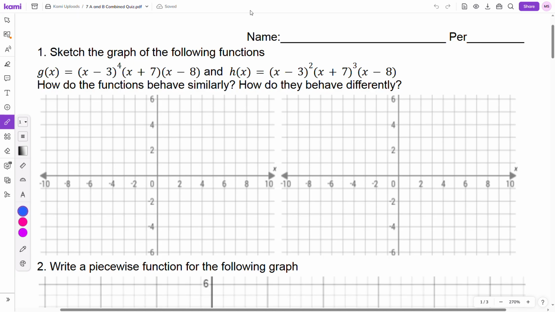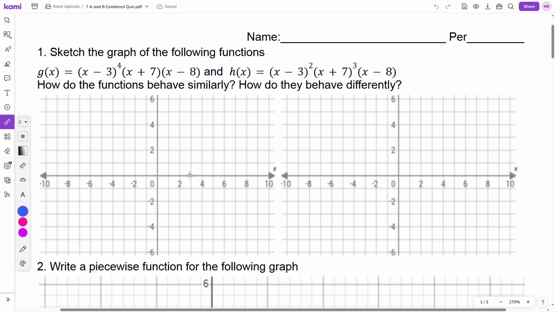Oh, the joy. Well, here we have two polynomials, g of x and h of x, and we're supposed to graph each and then answer some questions. So, these do look very much alike. They have the same intercepts. So, what I recommend is that the first thing that you do is that you mark those intercepts.